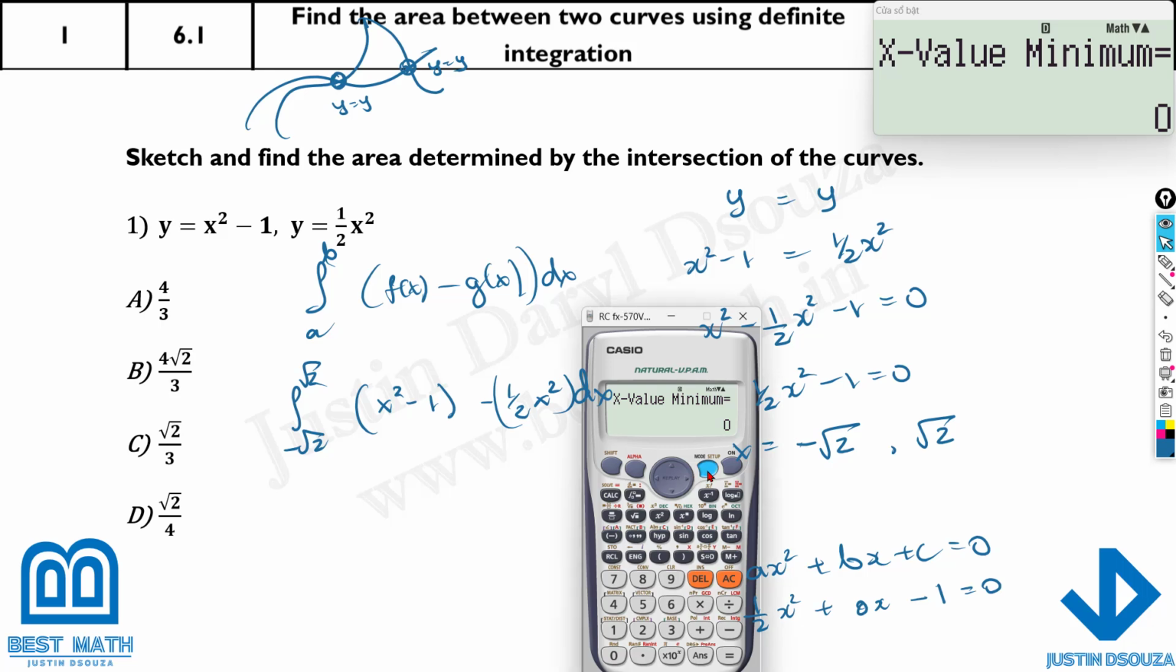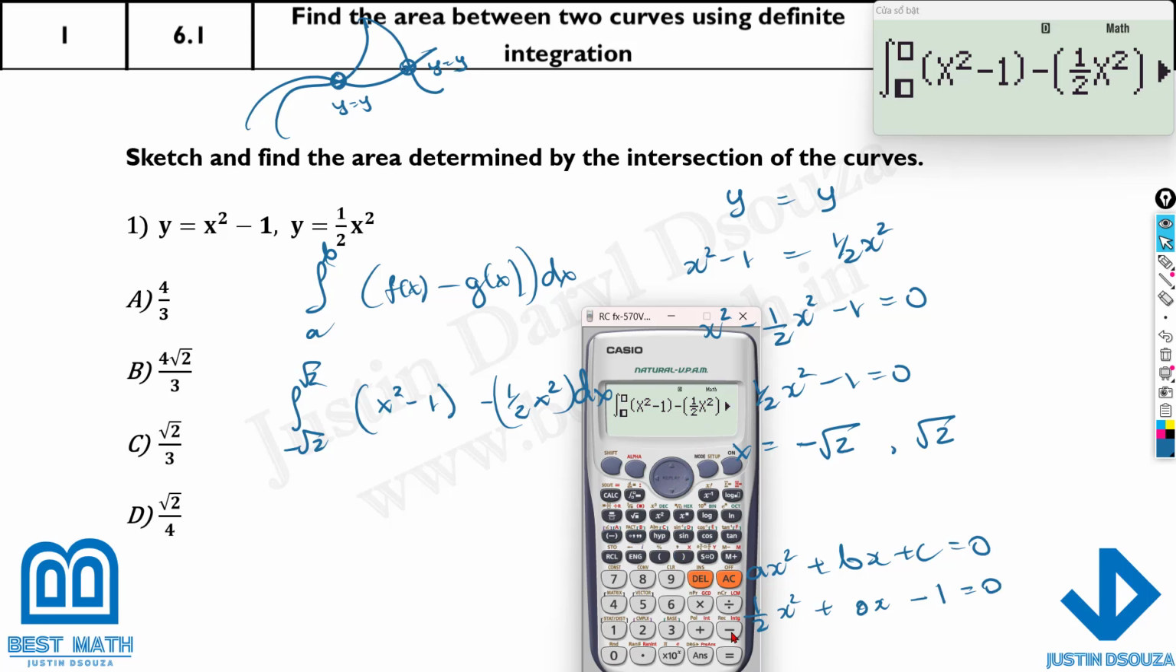Whatever I type, you can see it over here, mode 1. Let's go back to mode 1. And can you see the symbol here just below alpha? That's the integral symbol. So I need to type the equations. x squared minus 1, close the bracket, minus half, that is 1 by 2, and x squared. And now close the bracket, dx.